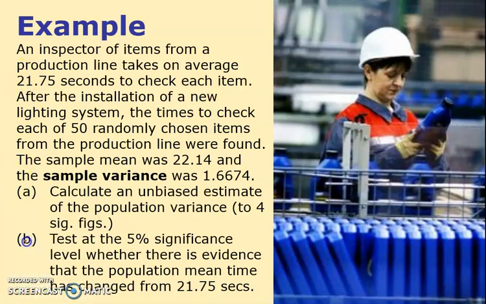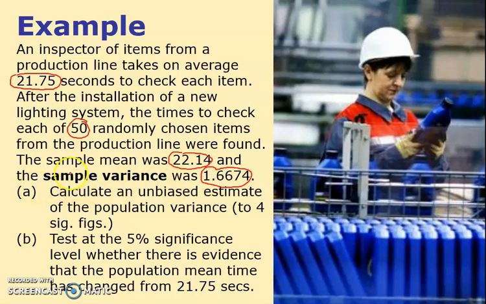How long it takes to inspect items being manufactured on an assembly line. It says it's meant to be 21.75 seconds, but after doing a sample, it goes up to 22.14. She decided to check whether the installation of a new lighting system has affected the time. So she randomly chose 50 of them, and she found that the sample mean was 22.14, and the sample variance was 1.6674.